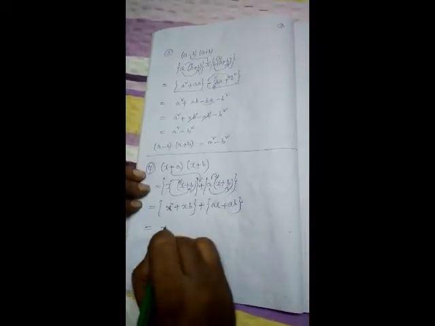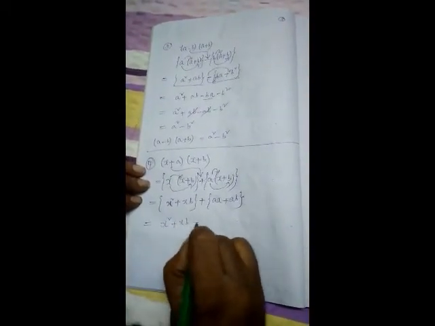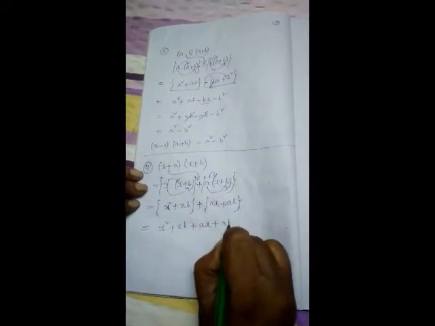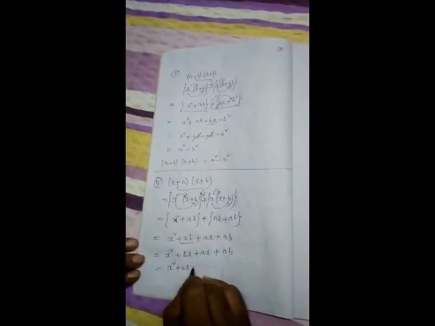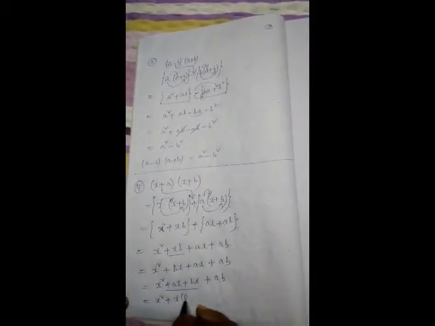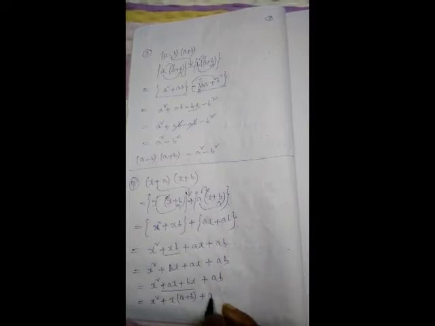Everything is plus symbol. X square plus XB plus AX plus AB. This is nothing but X square plus BX plus AX plus AB. This XB I can write BX. So it is X square, in order I am writing AX plus BX plus AB. Here these two are like terms. X square plus I can take X as common, A plus B, plus AB.